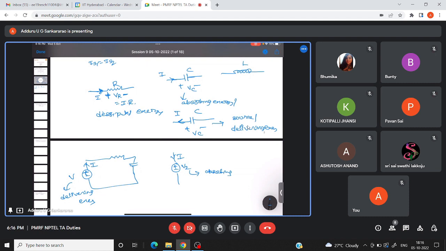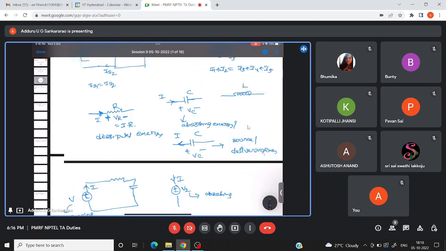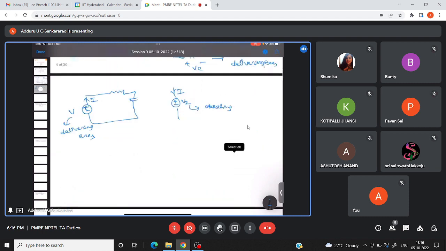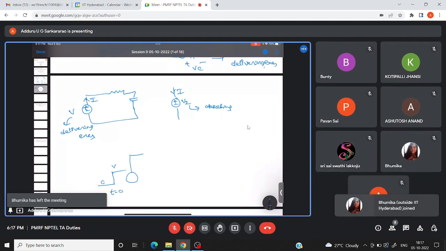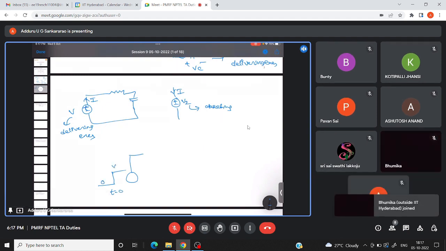But resistor, let us say you have seen, I think, DC transients, right? You might have seen DC transients. You have some voltage source here, that is the step voltage here. At t equal to 0, voltage becomes V. Before t equal to 0, voltage is 0.